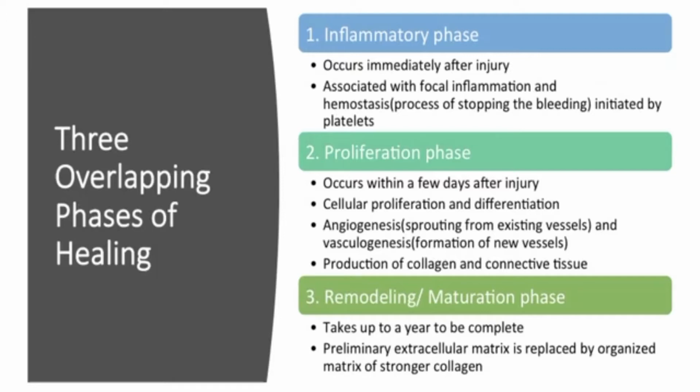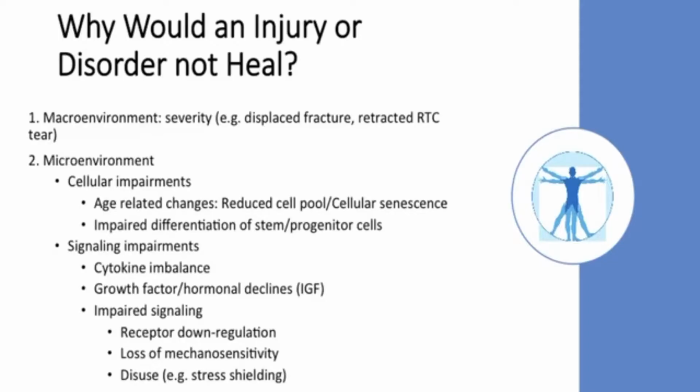Then the proliferation phase, which occurs a few days after injury. During this phase, there's cellular proliferation and differentiation, as well as angiogenesis and vasculogenesis. Lastly, there's the production of collagen and connective tissue. The last phase of healing is the remodeling maturation phase. This takes up to a year to be complete. During this phase, the preliminary extracellular matrix is replaced by an organized matrix of stronger collagen.